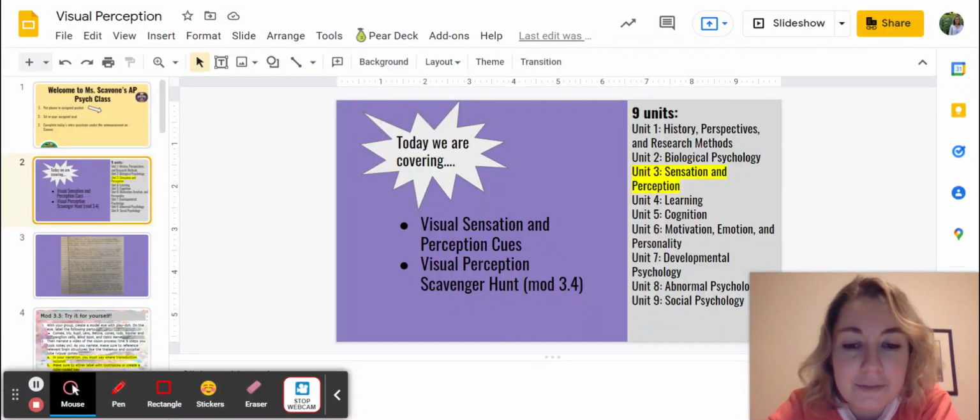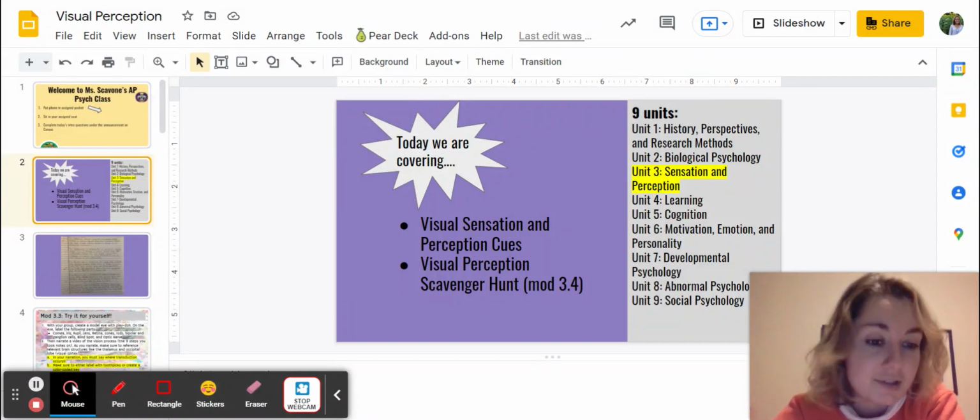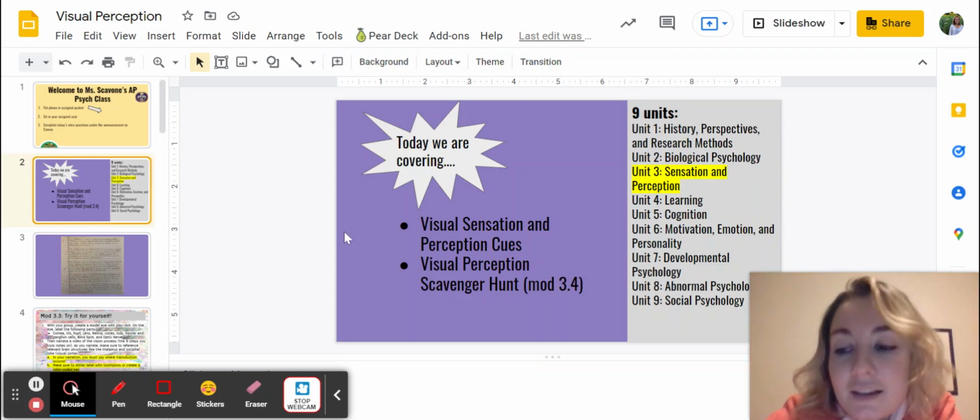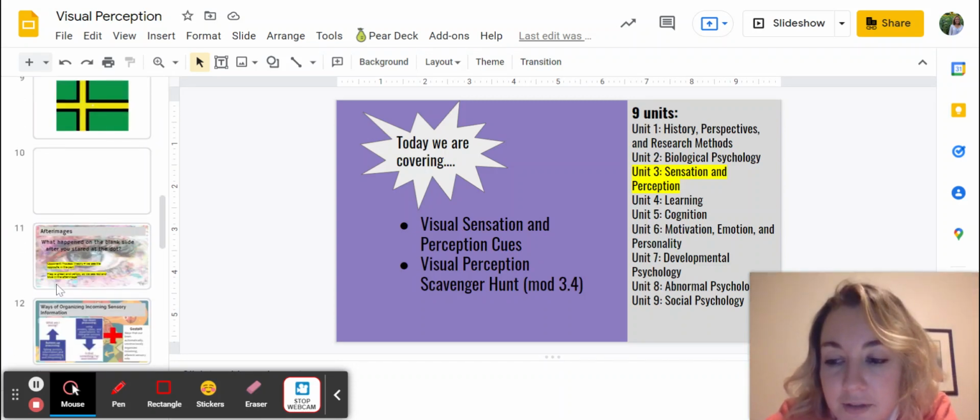Hello, everybody. Welcome back. Today we're starting day 2 of vision. So we're going to be looking at more of the perception of visual stimuli and less about the anatomy of the eye. So let's get on to it.